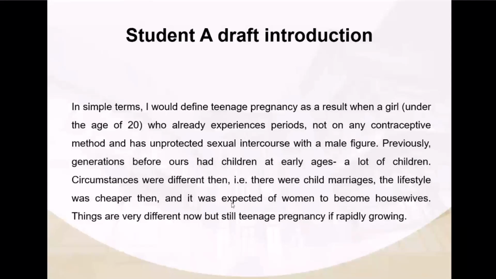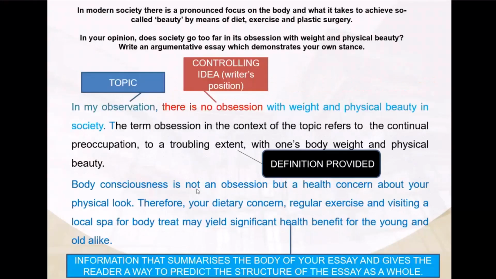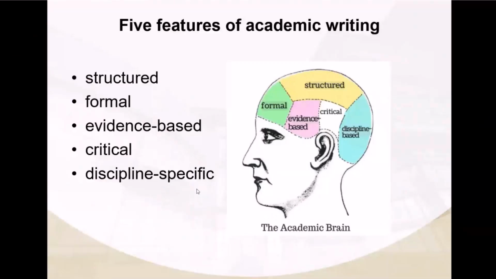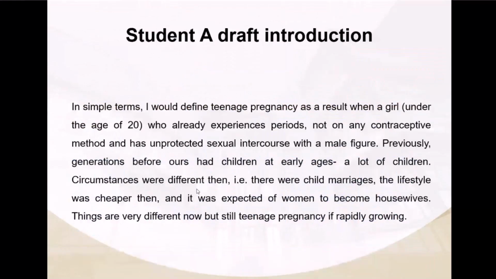From there on, we get into body paragraphs. Once I'm done with body paragraphs, then we go to critical writing so that you write critically and in a manner that is very, very structured as a requirement of academic writing. In summation, I want to re-emphasize that academic writing is structured. And so your introduction must be structured, your body paragraphs must be structured, your concluding paragraph must also be structured.